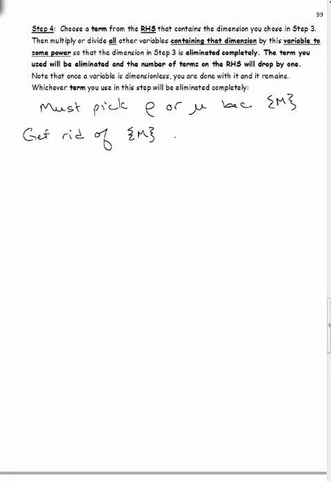And you're going to do it by multiplying or dividing by this rho or mu, whichever you pick, to some exponent. This whole term, whatever you pick, by multiplying or dividing the term to an exponent.